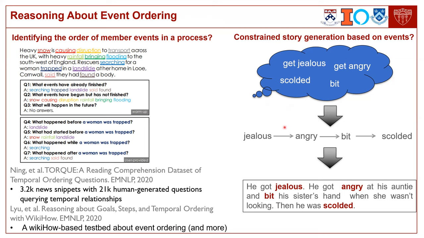So there are actually two test beds for this problem. One is published by Qiang Ning, who was a researcher at AI2, but recently joined Amazon. That's the paper in last year's EMNLP. The title is called TORQUE. So this is actually a machine comprehension question answering data set, which includes 3.2K news snippets and also more than 20,000 questions. Yeah. And also, there's a data set released by Chris Callison-Burch's group from UPenn. This data set is also based on WikiHow. Yeah. But also released at the same time last year.